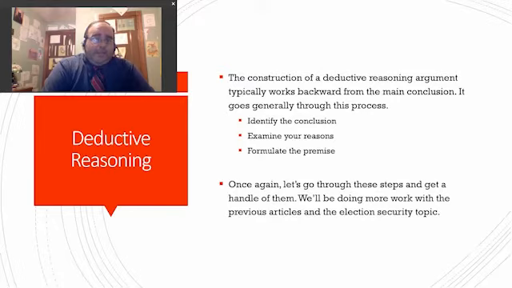Okay, so the construction of a deductive reasoning argument typically works backward from the main conclusion. It goes generally through a certain process. So that process goes identify the conclusion, examine your reasons, and then formulate the premise. Okay? So first off, identify what conclusion it is that you want to reach. What is the argument you want to make?